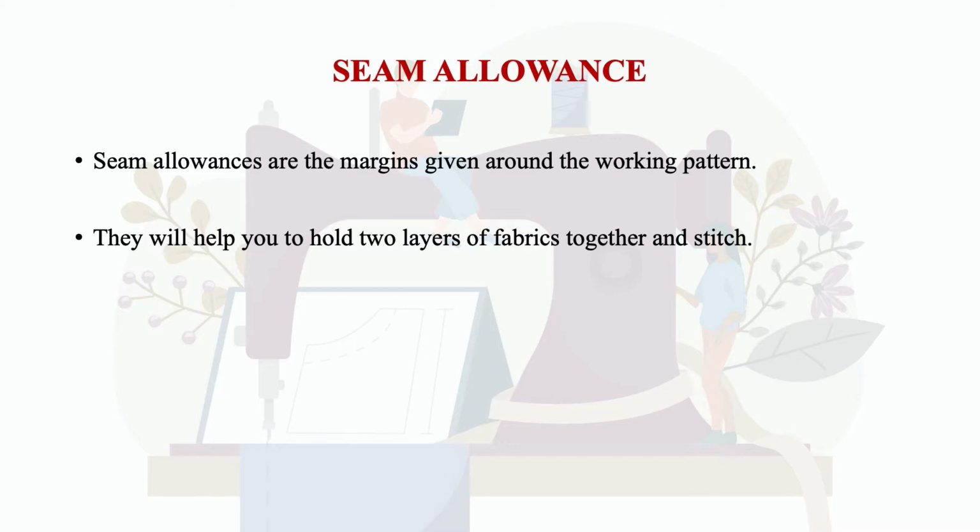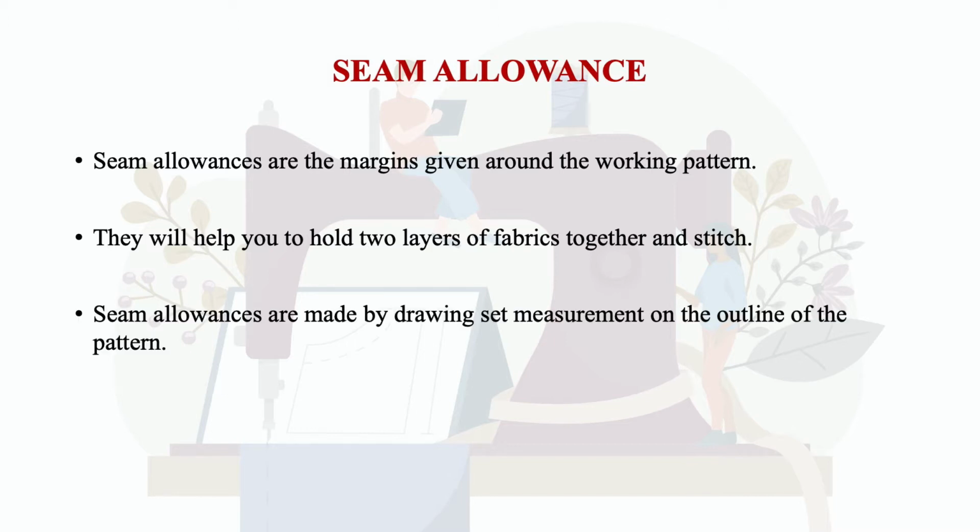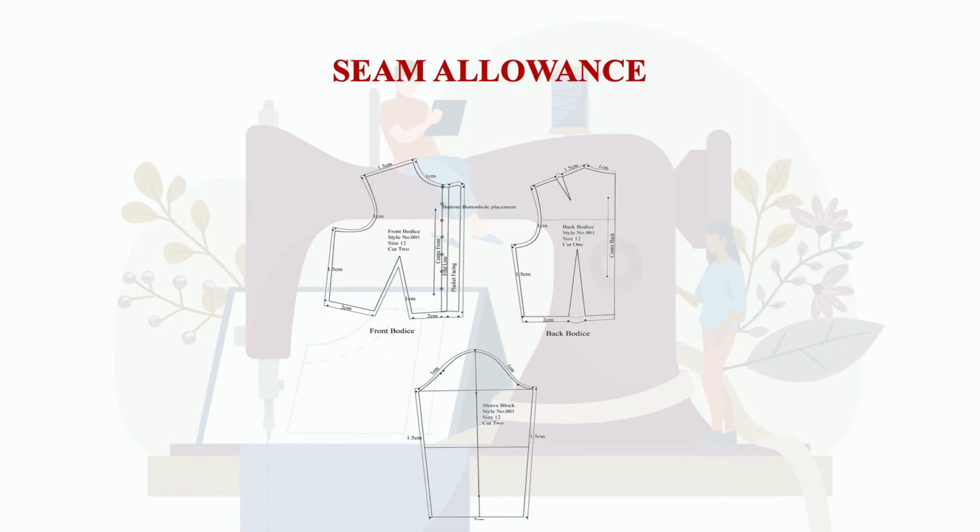Seam allowances are the margin given around the working pattern. They help you to hold two layers of fabric together and stitch. Seam allowances are made by drawing a set measurement on the outline of the pattern. In the picture you can see the pattern we have developed for the body's front, the body's back and the sleeve.